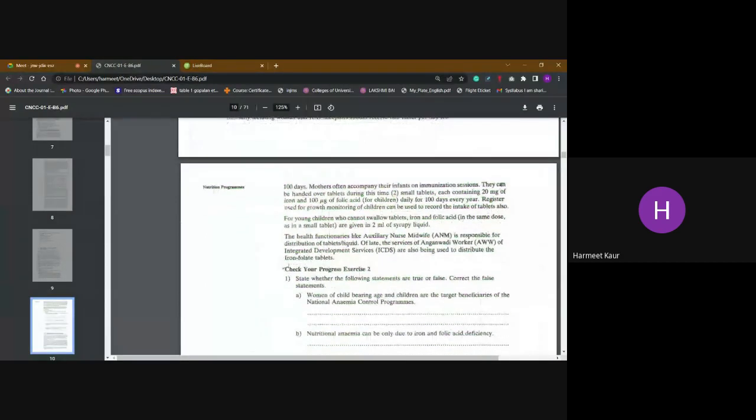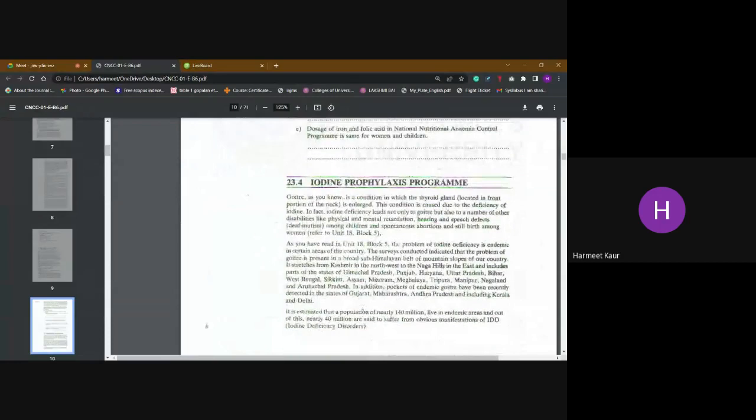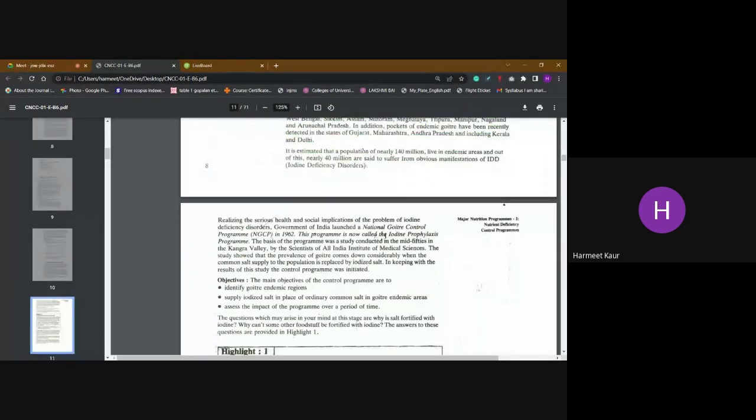The third program is known as the iodine prophylaxis program. We know that goiter in adults and cretinism, particularly in children, are the effects of iodine deficiency. So to provide a good amount of iodine in the diet, we have come up with this program, which is related to consumption of iodized salt. This program was launched as the National Goiter Control Program, and now it is being called the iodine prophylaxis program.